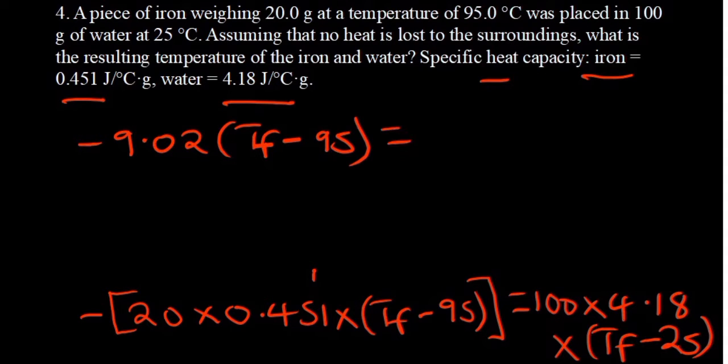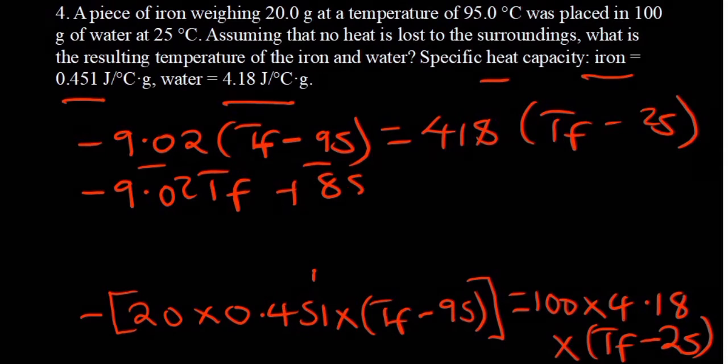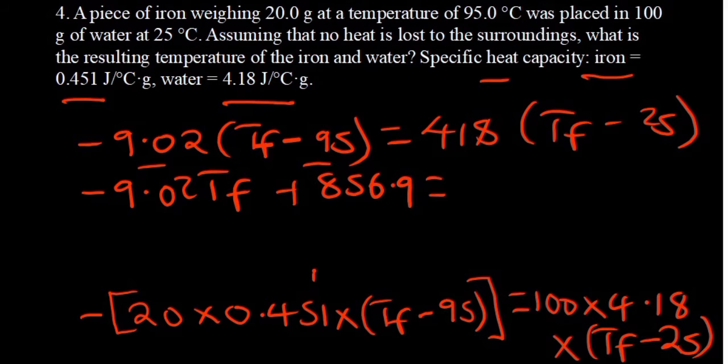This is equal to the other side. We've got 100 by 4.18, so it's going to be 418. In the brackets, we've got T final minus 25. So negative 9 by the T final is going to be negative 9.02 T final. Then the negative 9.02 multiplied by the 95 will become positive. So 9.02 multiplied by 95, we have positive 856.9. Then on the right hand side is 418 multiplied by T final.